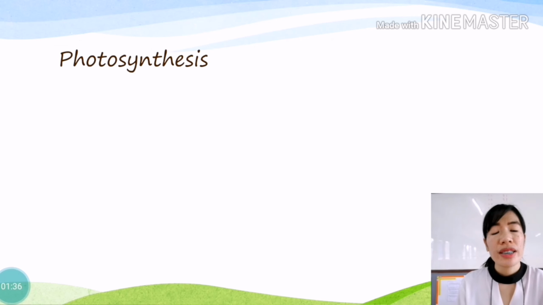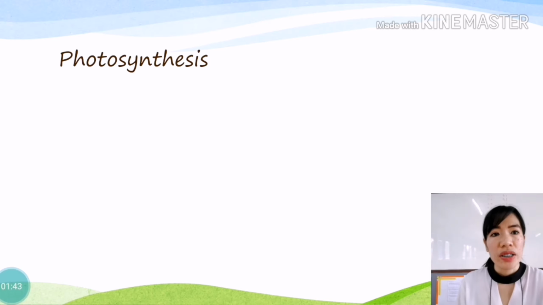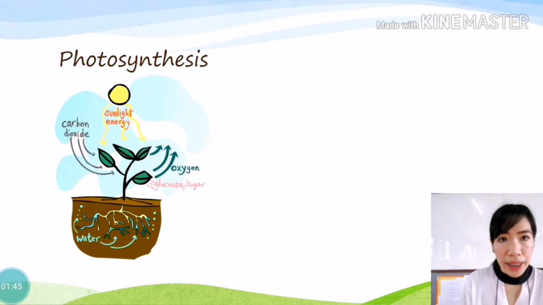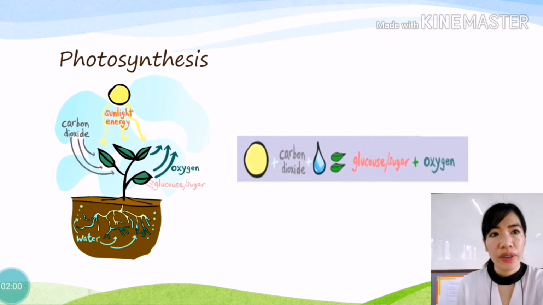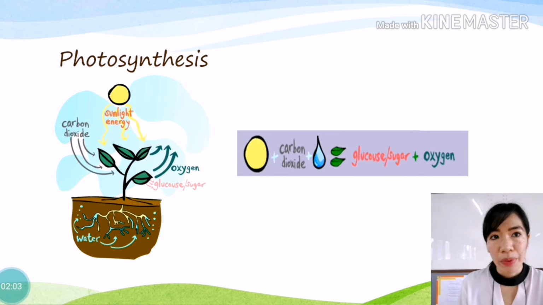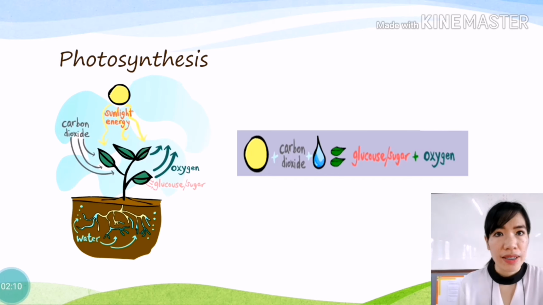So how does the plant produce its food? We have here the so-called photosynthesis, wherein the plant gets its energy from the sunlight, carbon dioxide, and the water from the soil. Now it produces glucose or sugar, and after that, it releases oxygen. Here is a simpler version: sunlight plus carbon dioxide plus water from the soil gives us glucose or sugar, and it will release oxygen. So that is photosynthesis.